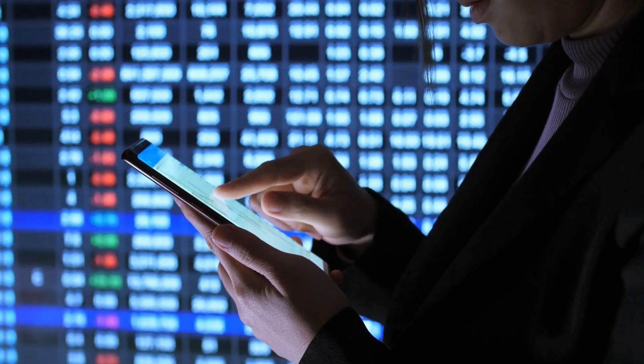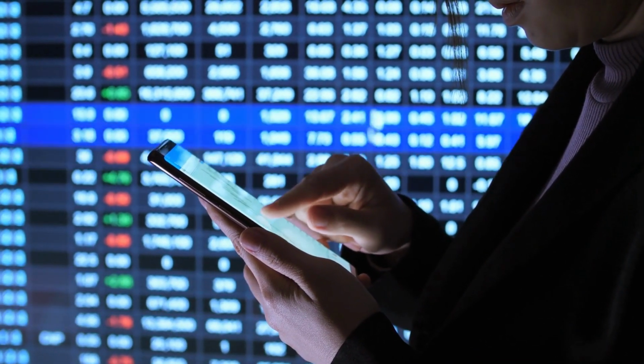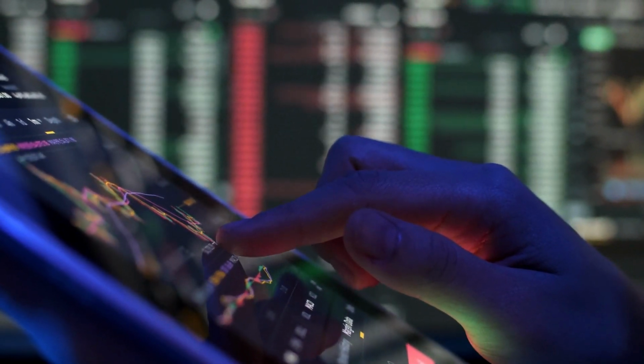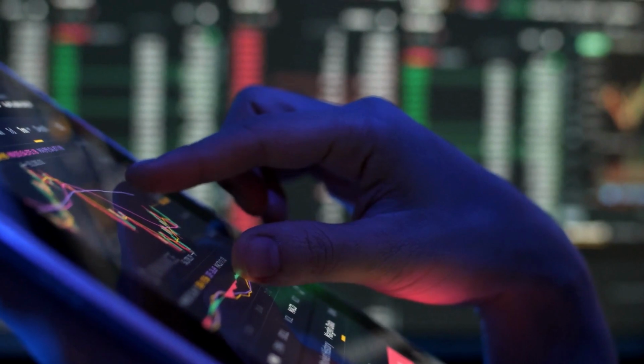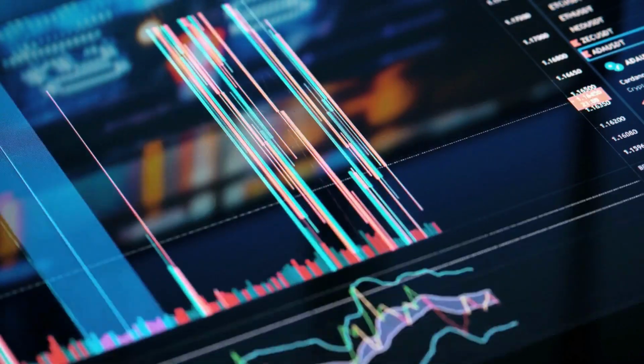In simple terms, order types are instructions given to your broker on how to execute your trade. They dictate the specifics of the transaction, such as the price at which you want to buy or sell the security, the timing of the trade, and any conditions that must be met before the trade can take place.